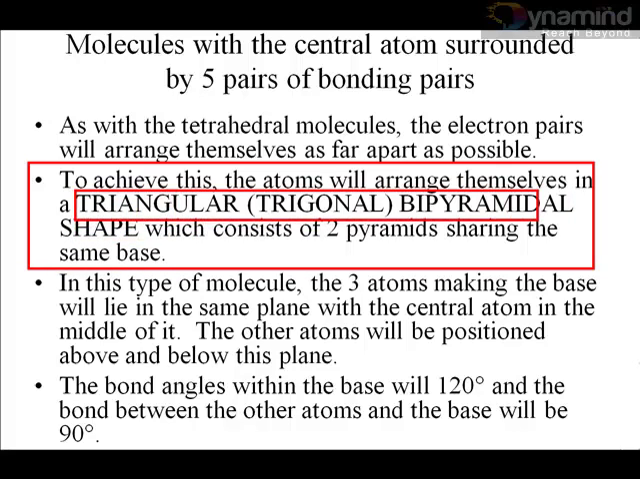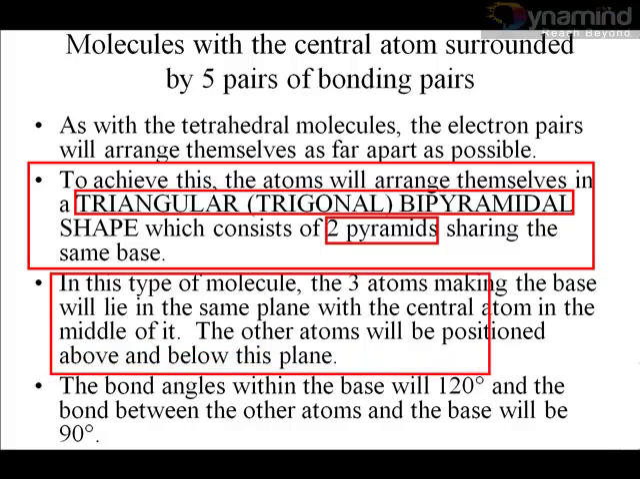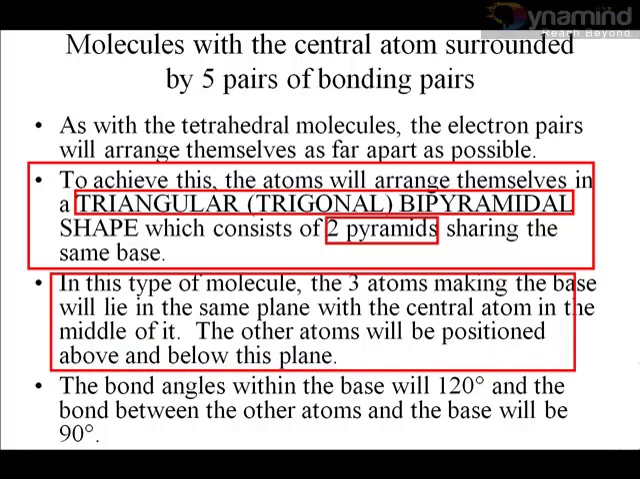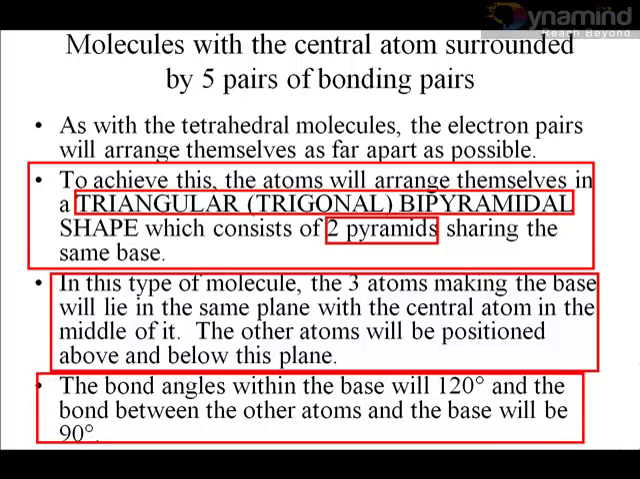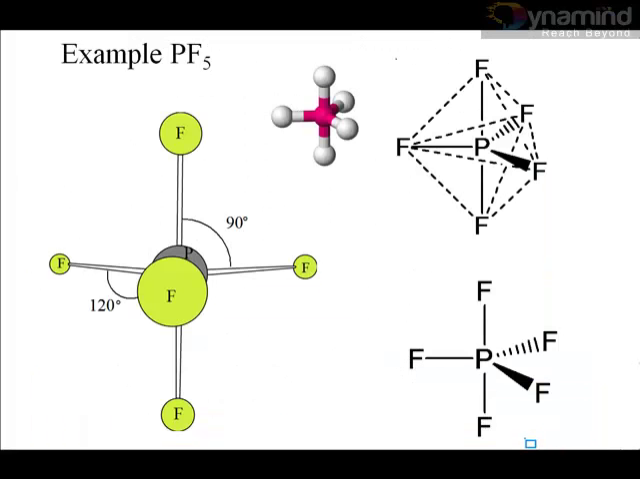This is something which you have to remember, which consists of two pyramids. You will see very soon now, sharing the same base. Now in this type of molecule, the three atoms making the base will lie in the same plane with the central atom in the middle of it. The other atoms will be positioned above and below this plane. Soon it will be very clear to you. The bond angles with the base will be 120 degree and the bond angle with other atoms and the base will be 90 degree. Let us see this little more in detail.